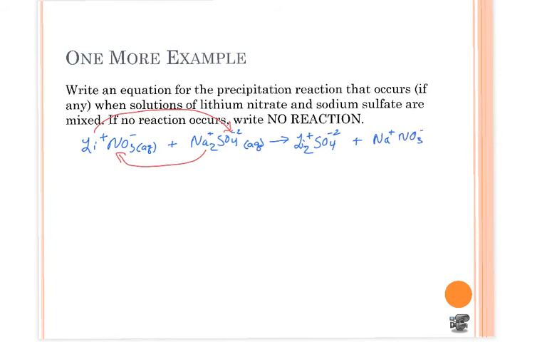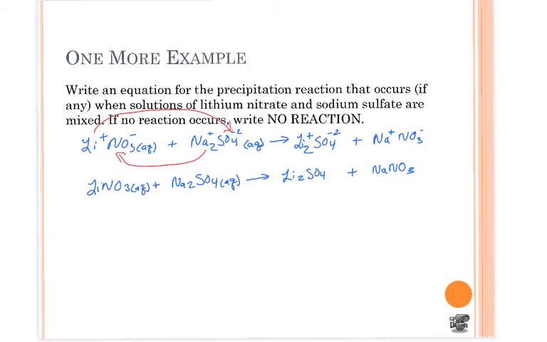Okay, so we already did the balancing to make sure that we have a neutral compound in each term. This is positive 1 and this is negative 1, so that should be simple. Let's rewrite our equation so it doesn't have charges in it. So we have lithium nitrate, that is aqueous, plus our sodium sulfate, which is also aqueous, and we have lithium 2-sulfate, and we have sodium nitrate.